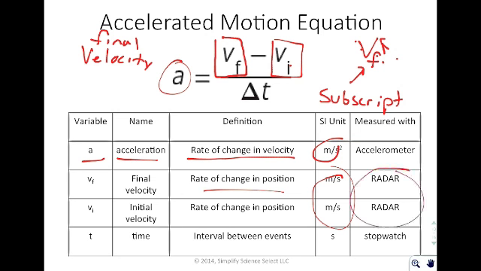They can both be measured with radar. They're just different velocities. Next, you have the time. The time is the interval between events. A lot of times you will see it as delta t. Sometimes you will just see it as t, depending on the book or depending on the worksheet.